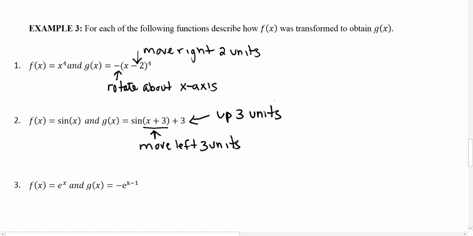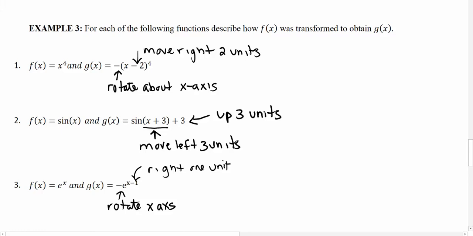For the third one, again, we see that we have this negative out front. So we're going to rotate it about the x-axis. And then up here, we can see that inside the function, we had an x minus 1. So again, if you're inside the function, so you're inside where the x values go, that's going to move left and right. Because we're subtracting, that means we're moving right 1 unit. So here, e to the x has been rotated about the x-axis and then moved right 1 unit.